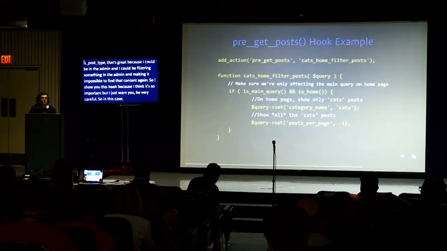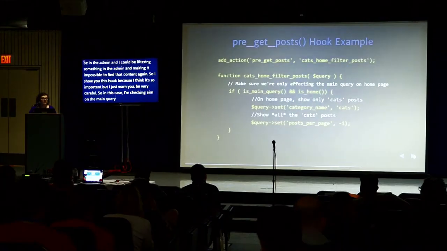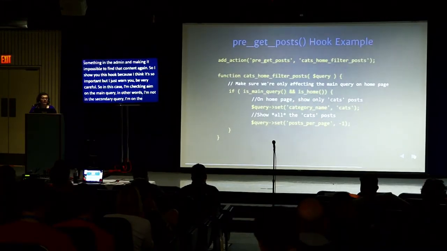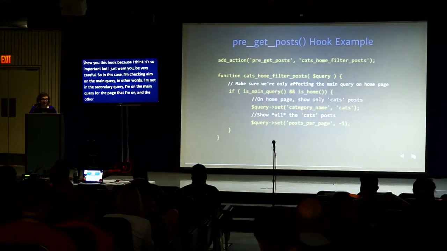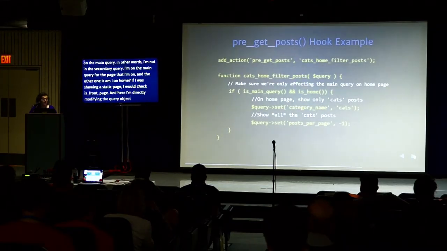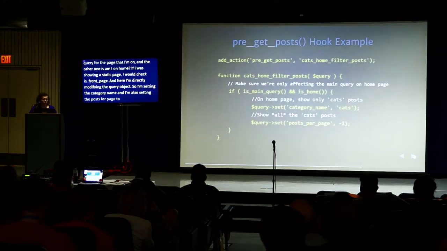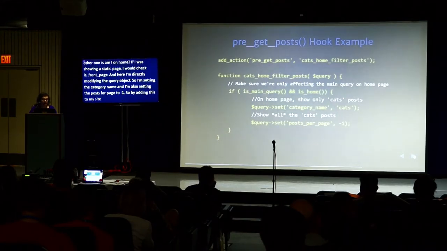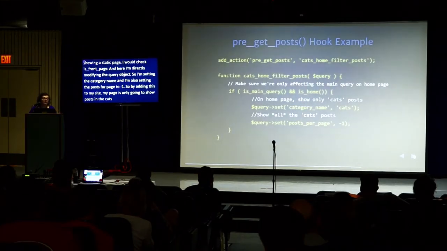In this case, I'm checking, am I on the main query? In other words, I'm not a secondary query, I'm in the main query that's pulling the content for the page I'm on. And I'm also checking, is_home? So am I on a home page which is showing the posts on my site? If I was showing a static page, I would check is_front_page. And then I'm directly modifying the query object, setting the category name, and also setting posts_per_page to -1. So by adding this on my site, my homepage is only going to show posts in the cats category, and it's going to show all of them as opposed to the 10 or 20 that I might have my site set to normally show.